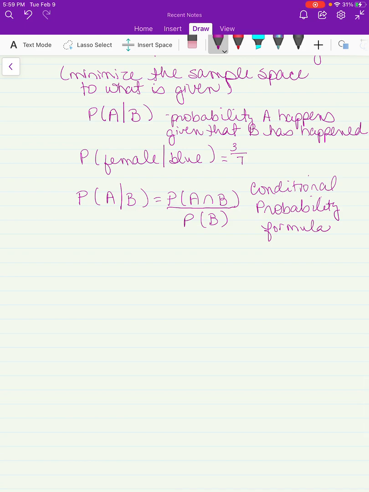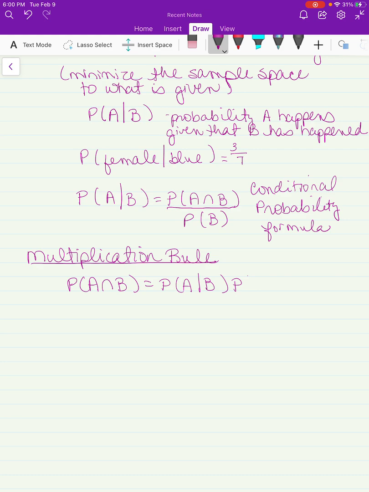Based off of this formula, if I just do simple arithmetic and solve for the intersection, I get something called the multiplication rule. And the multiplication rule says the probability that A happens and B happens is equal to the conditional probability times the probability of the given. Now, once we start working out problems, this is going to make a whole lot more sense. But here's an example.